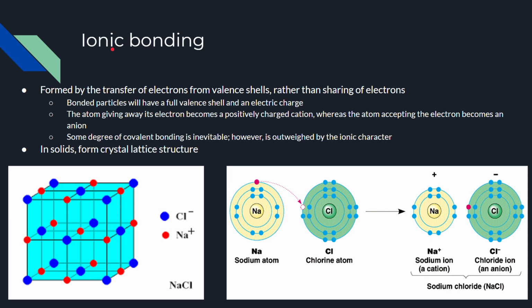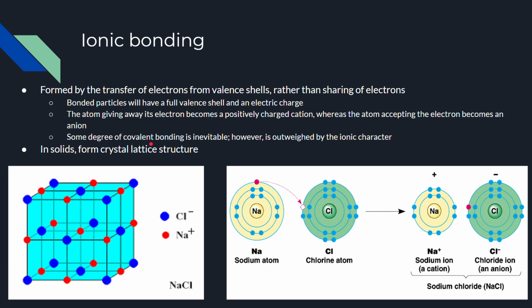Next, we'll go on to ionic bonding. Ionic bonding is formed by the transfer of electrons from the valence shells, rather than the sharing of electrons. This basically means electrons are being stolen, rather than shared as in covalent bonds. So going on to this, bonded particles will have a full valence shell, and they will have an electric charge, either positive or negative. The atom giving away its electron becomes a positively charged cation, whereas an atom accepting the electron becomes an anion. So cation means positive, and anion means negative.